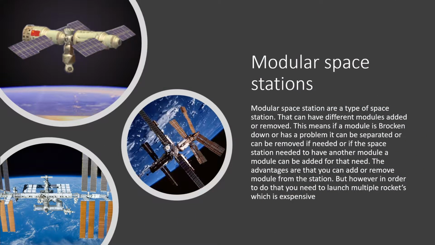The next type of space station is a modular space station. A modular space station is a space station made up of different modules. That means that the modules can be added or removed. So if a module is broken down or needs repairs, it can be separated and fixed, while the other modules stay in operation. Or if the space station needs a new module, they can send up a rocket and add the new module.